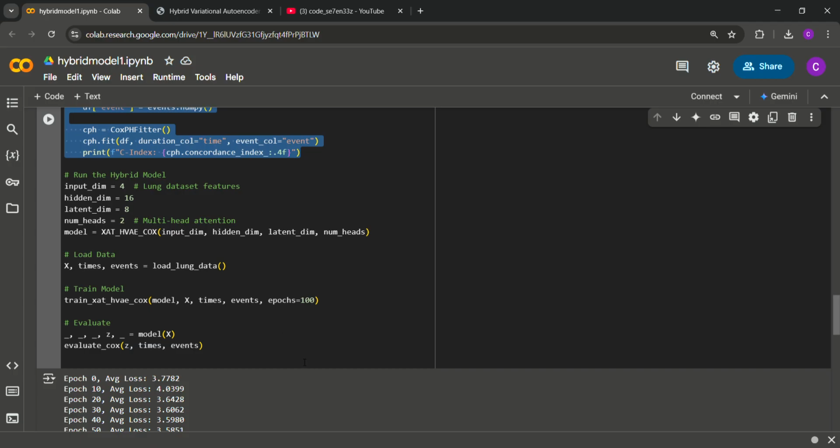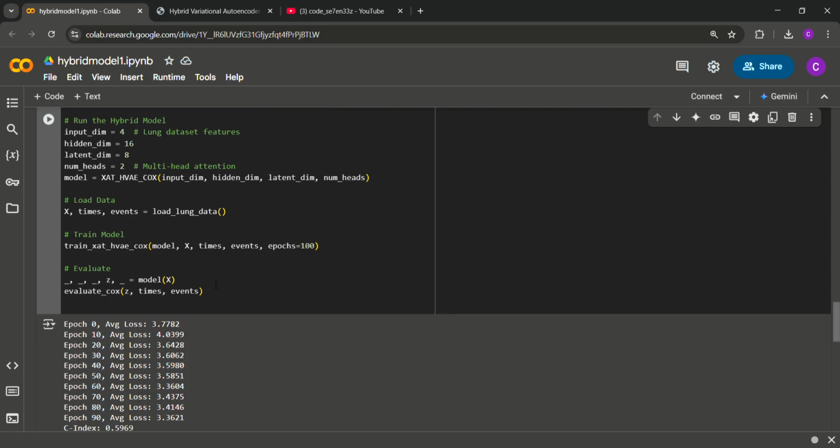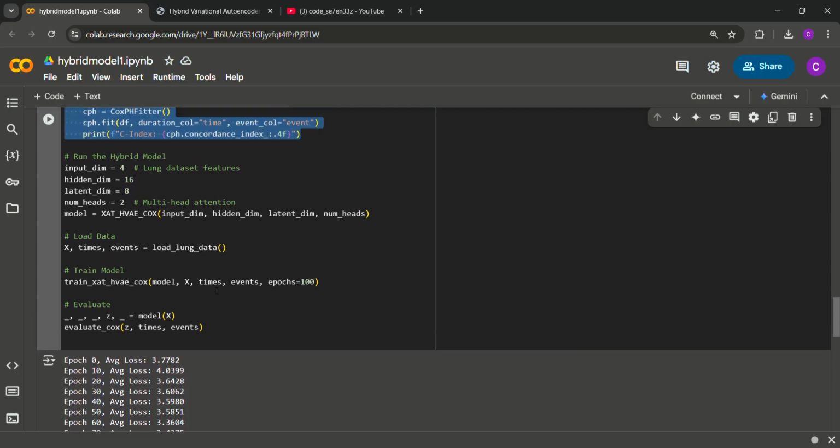Now that we have trained our model, let's analyze its performance. Training loss analysis. During training, we observed three key losses: reconstruction loss, which measures how well the decoder reconstructs input features; KL divergence, which regularizes the latent space; and Cox survival loss, which ensures meaningful risk score prediction. If loss decreases steadily, our model is learning effectively.